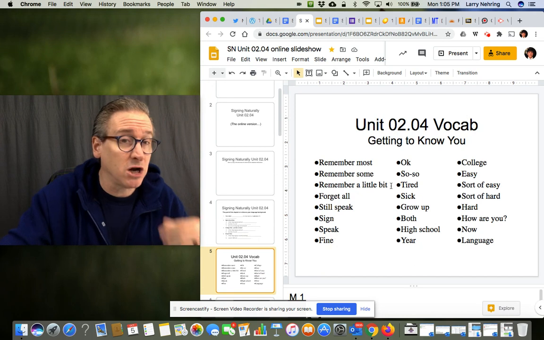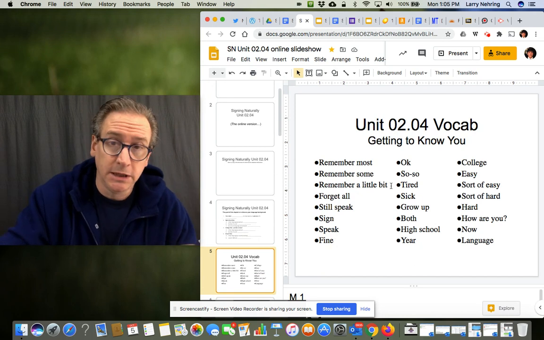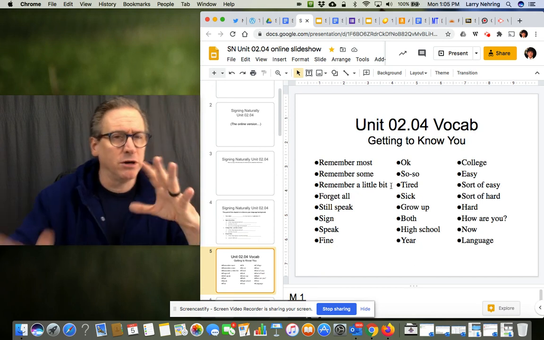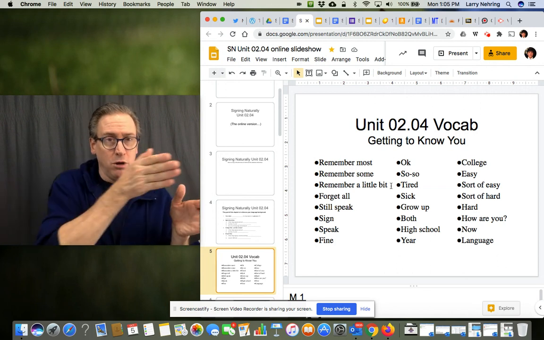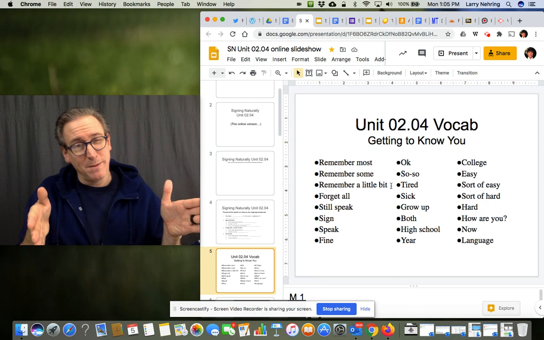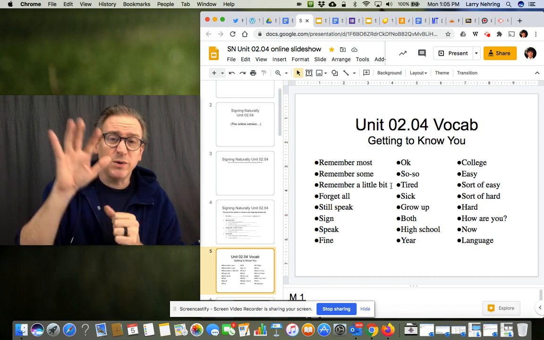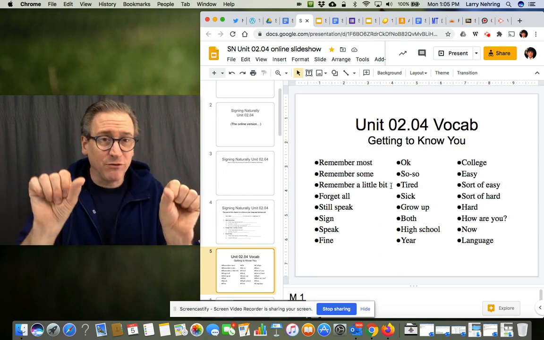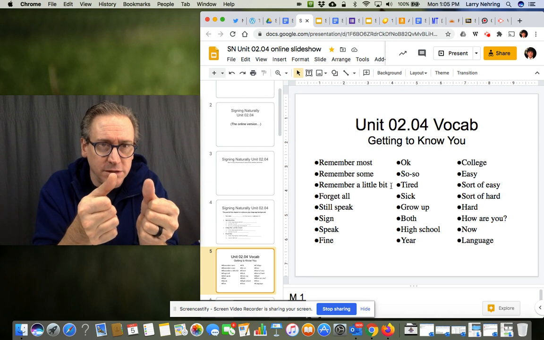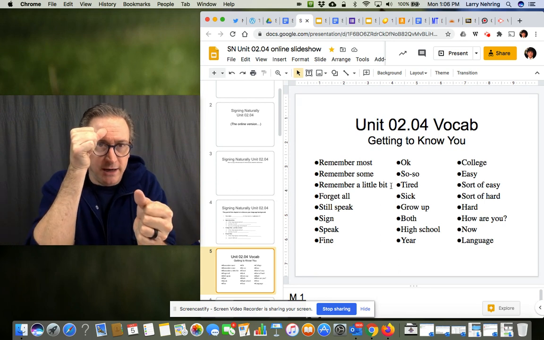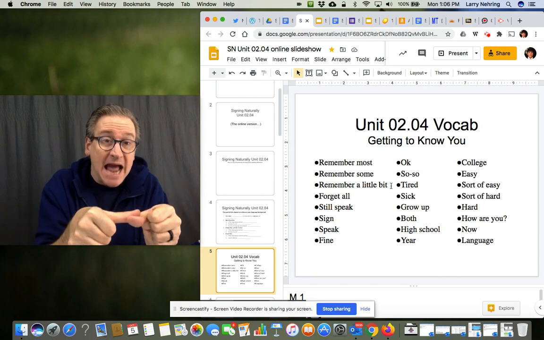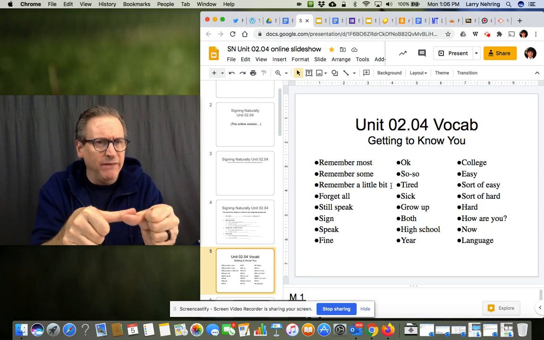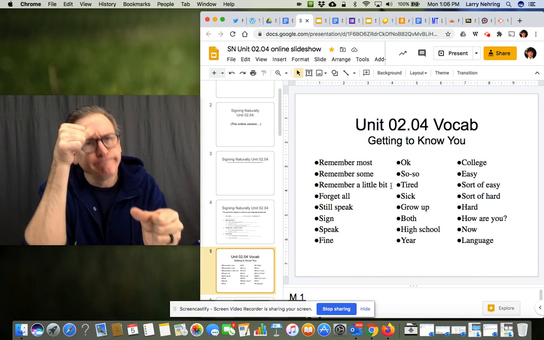Then we'll also talk about levels of difficulty and how much you remember, and starting to use a continuum to show I remember a lot or I don't remember much at all. So here's a bunch of vocab. The sign for remember is you're going to take your thumbs. One goes from the forehead to the thumb. It's kind of like you're putting a thumbtack in the memory or in the idea. So you're going to remember.